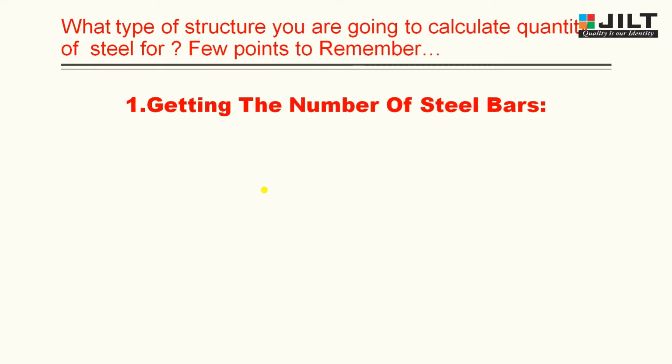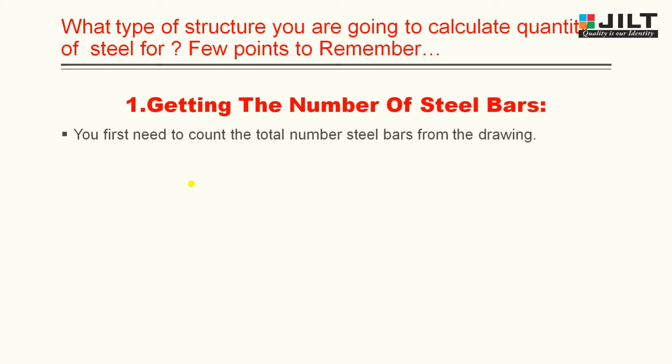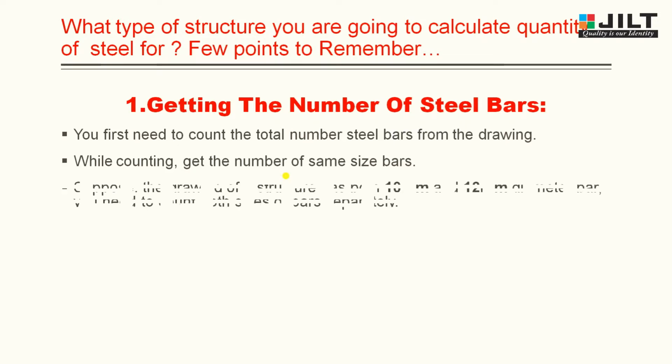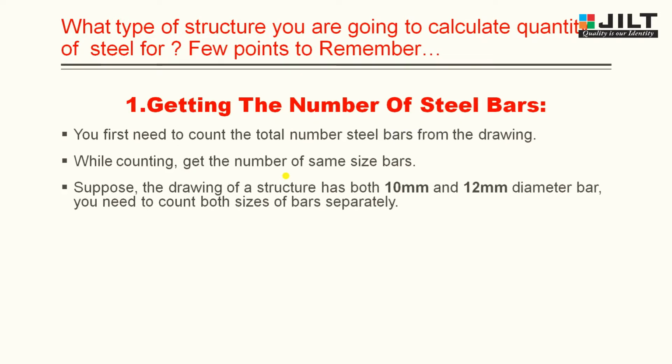So the first point to be remembered is getting the number of steel bars. This is the primary duty. You first need to count the total number of steel bars from the drawing. The drawing will be available, and from that you can count the total number of steel bars. Then while counting, get the number of same size bars. In the market, different sizes are available, so you need to take care about the same size bars.